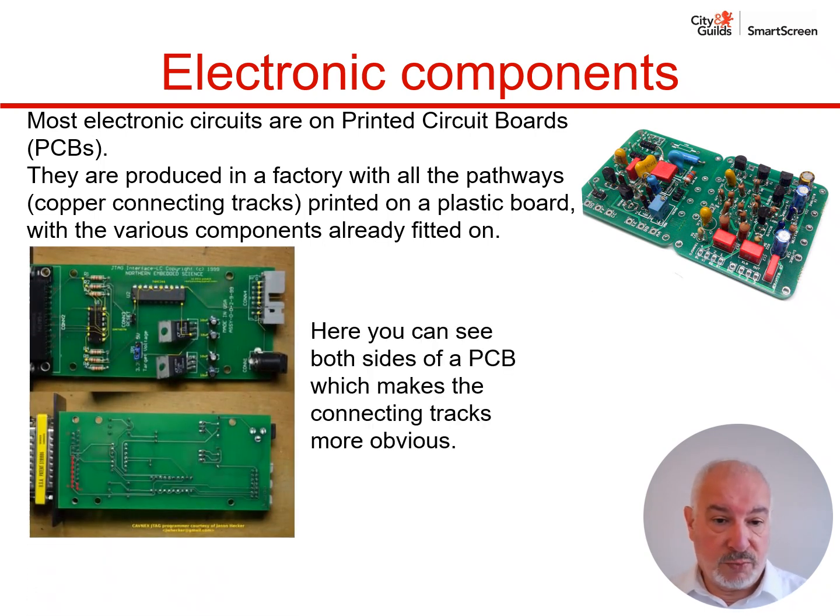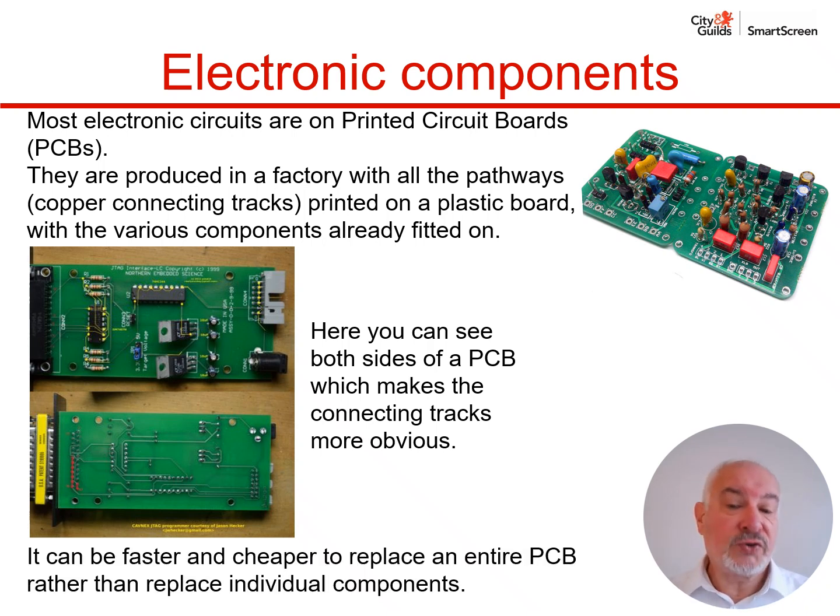And in this picture we've actually got the front and the reverse of the board. So we've got at the top a printed circuit board with all the components visible, and then at the bottom we've got the reverse view and you can more clearly see the connecting tracks. Now although it is possible to replace individual components and repair a PCB, in fact it's becoming much less common now. It's often faster and cheaper simply to replace the entire printed circuit board rather than try to repair it.